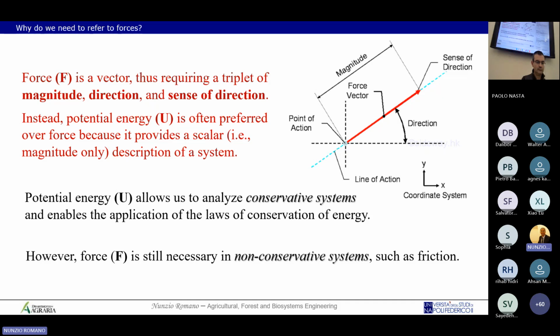We are lucky of that, and we can apply the laws of conservation of energy, of course, but force is still really important and necessary, even for non-conservative systems. An example of a non-conservative system is friction. So what we will mention in the next slides is when we talk about the potential energy.